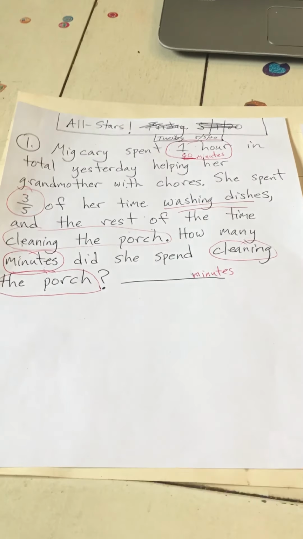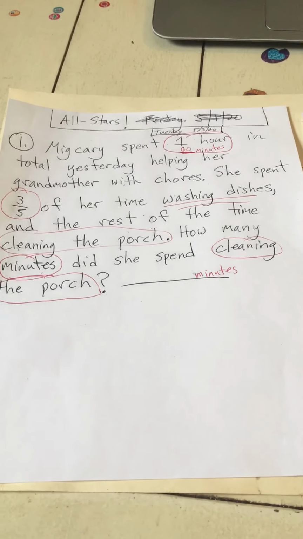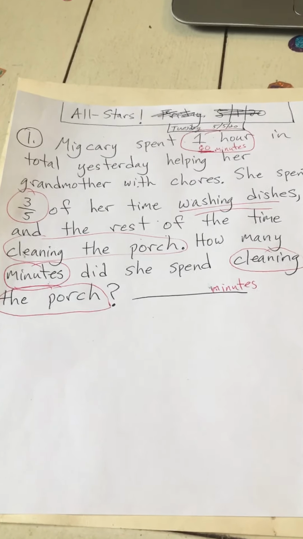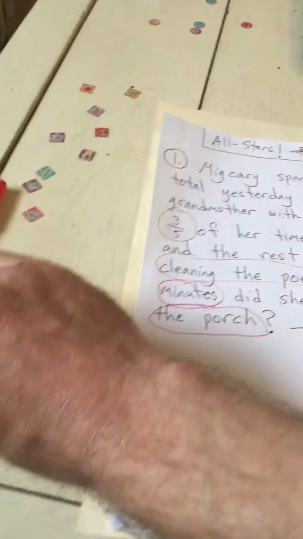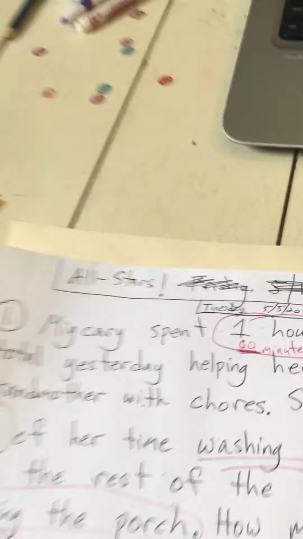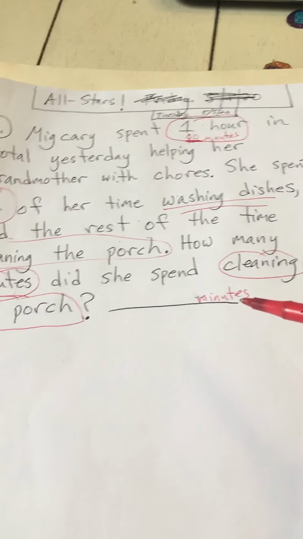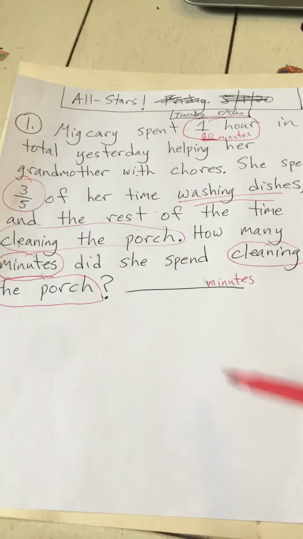This is the problem that is in your All-Star Challenge at the bottom of your Google Classroom. So let's get started. You'll see I annotated it. I already read it once through. Then I annotated it, and I ran out of time on my camera. So I've been having trouble with that. So that's why it's annotated already.